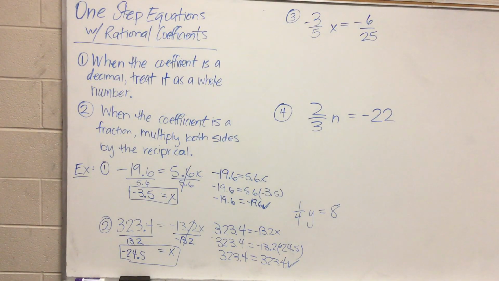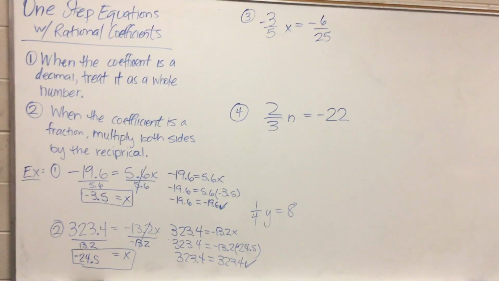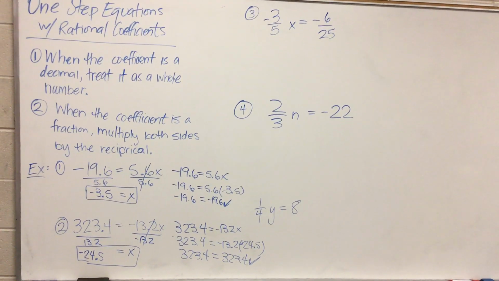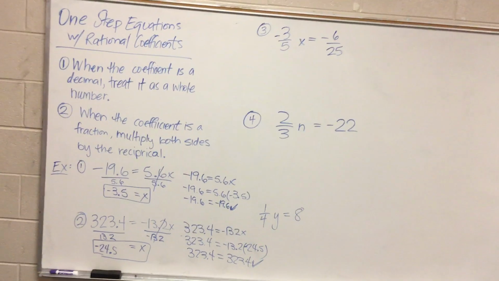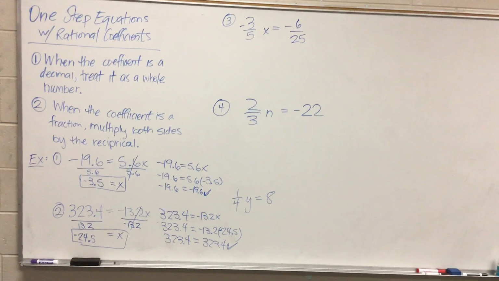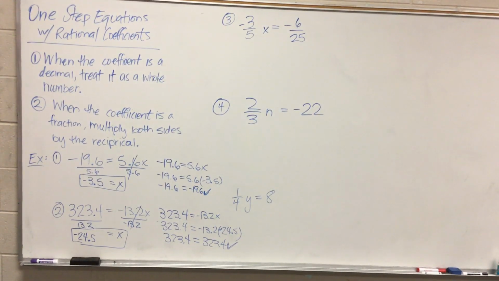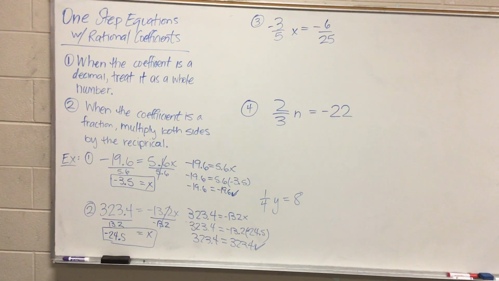Alright, so now for number 3, we have negative 3 over 5, or negative 3/5, x equals negative 6 over 25. So, number 2, when the coefficient is a fraction, multiply both sides by the reciprocal. So the reciprocal is, in such terms, flipping your numerator and your denominator, alright?